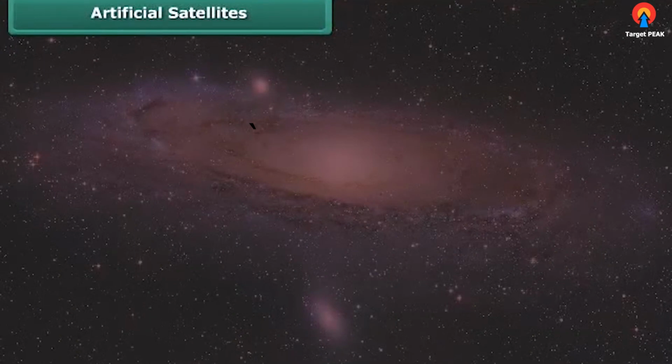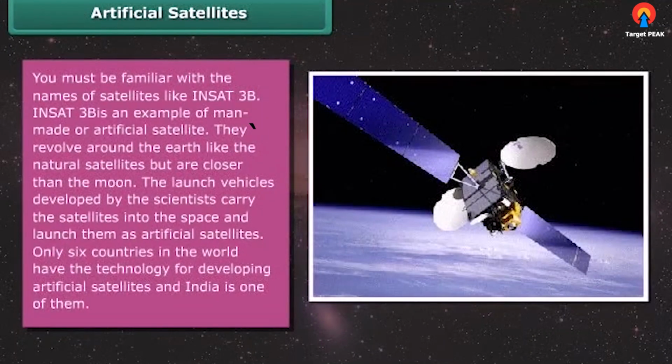Artificial satellites. You must be familiar with the names of satellites like INSAT 3B. INSAT 3B is an example of a man-made or artificial satellite. They revolve around the Earth like the natural satellites but are closer than the Moon. The launch vehicles developed by the scientists carry the satellites into space and launch them as artificial satellites. Only 6 countries in the world have the technology for developing artificial satellites, and India is one of them.